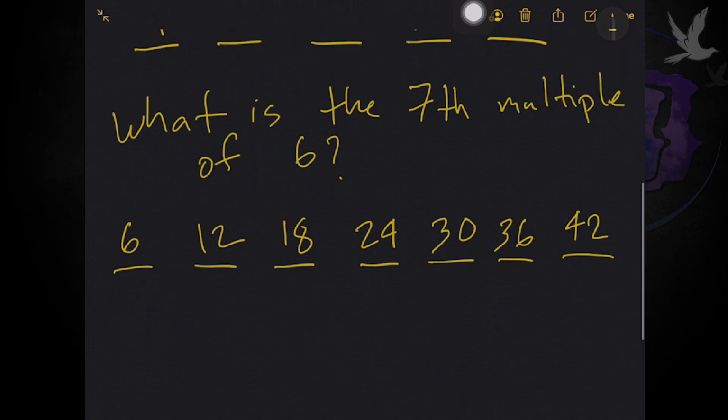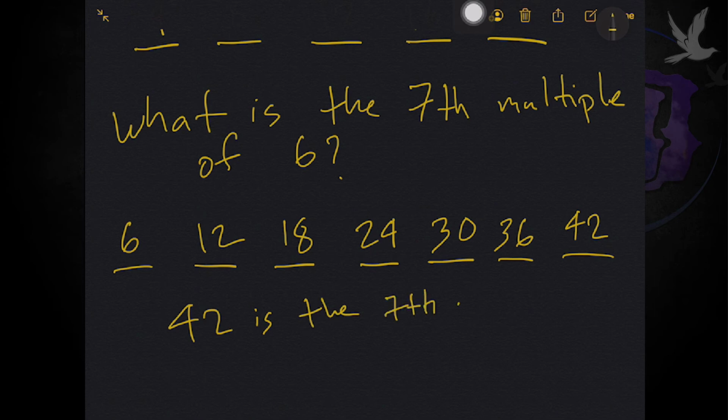So we can now say that 42 is the 7th multiple of 6.